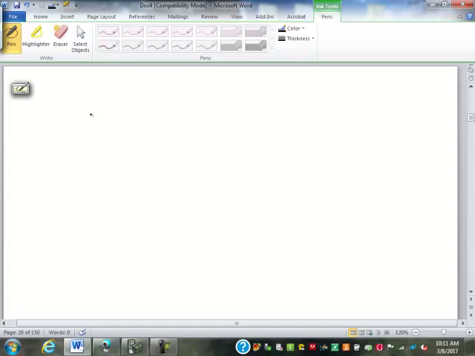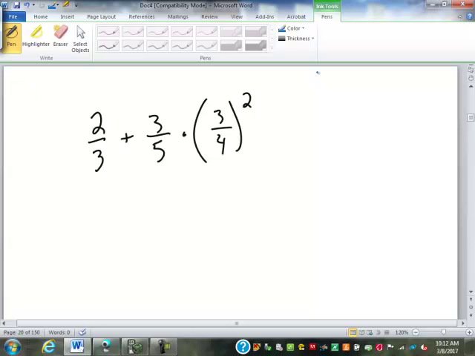So let's say we have 2/3 plus 3/5 times 3/4 squared. What do we have to do first? We have to do the power. 3 squared is 9, and 4 squared is 16.